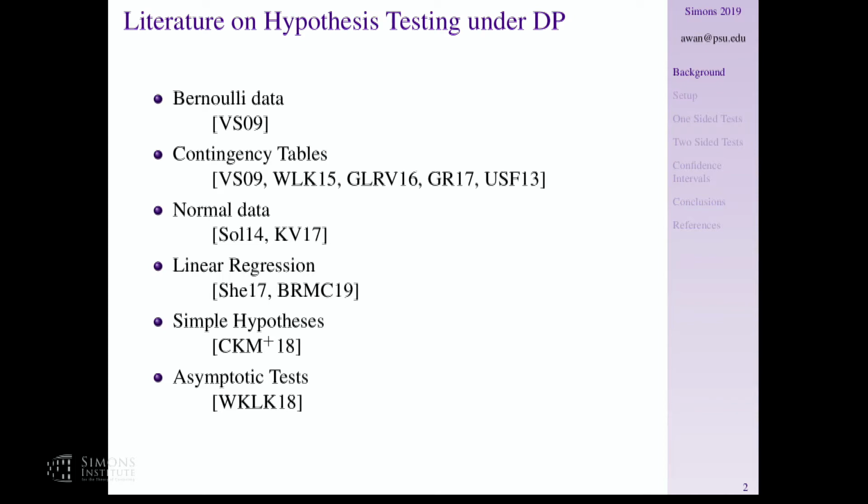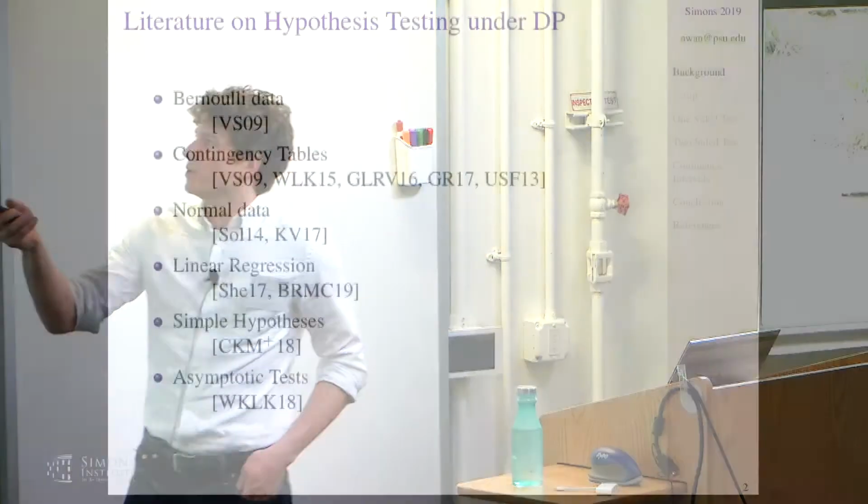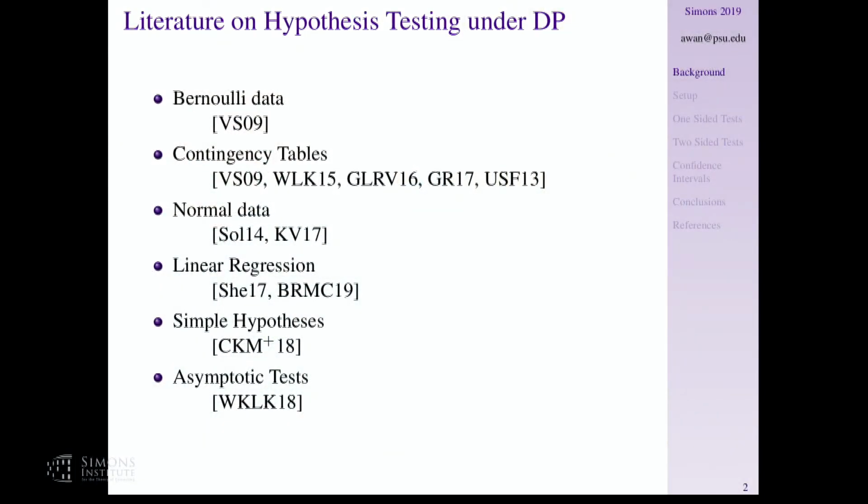So there's been a good amount of previous literature on hypothesis testing and differential privacy. It sort of started with Vu and Slavkovich on binomial data tests. And that's the jumping off point for our research, going back to this simple problem and working with it in a very theoretical framework.